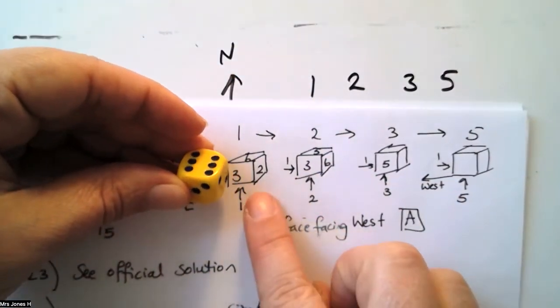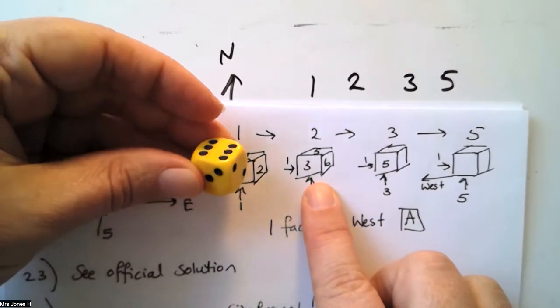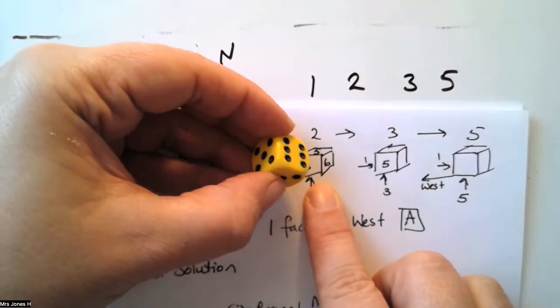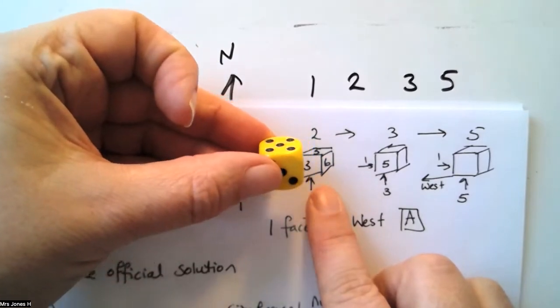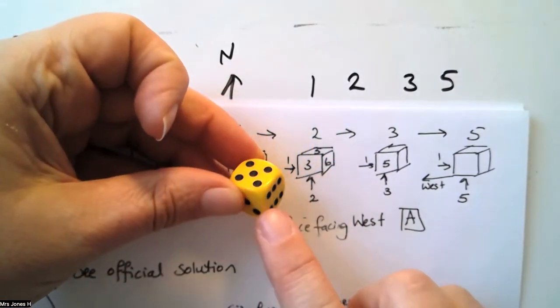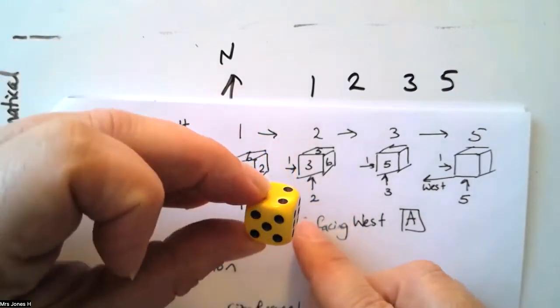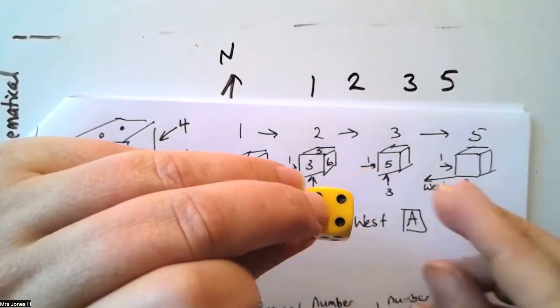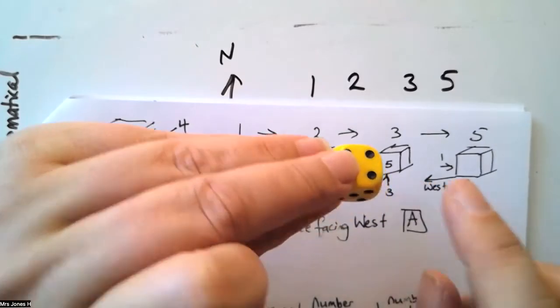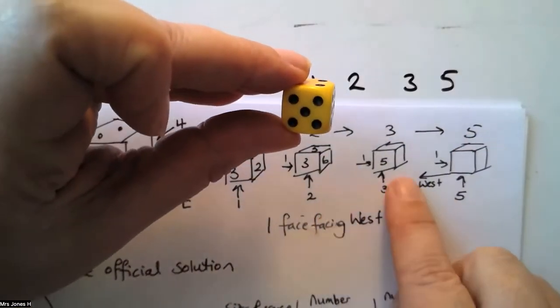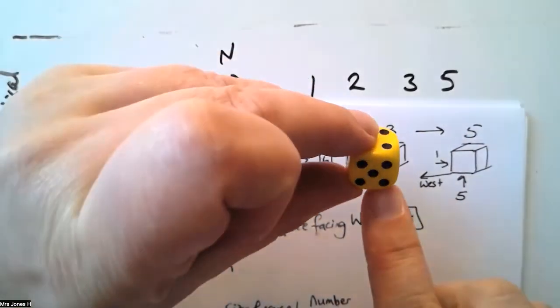1 face 2 here. Then we put the 2 face down, which still we're rotating in that direction there, which gives us this scenario here. We then put the 3 face down. That means we're turning it this way this time, giving us a 5 at the top. And the 3 is now underneath.